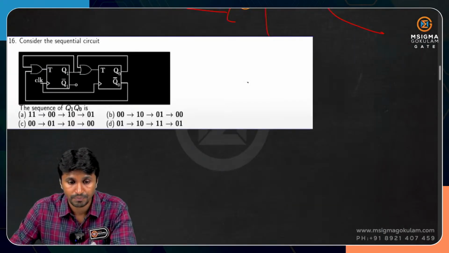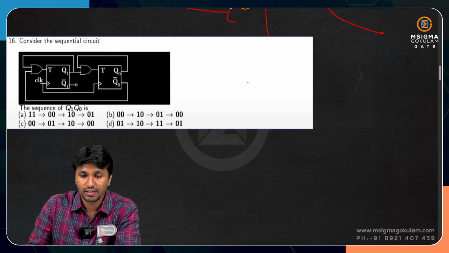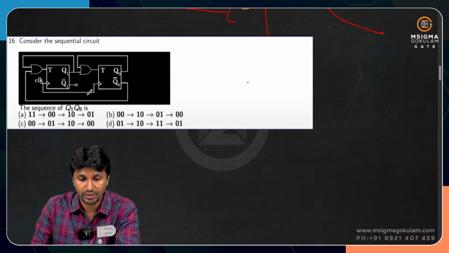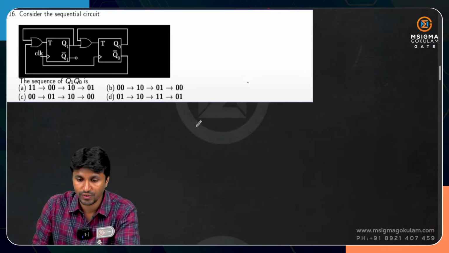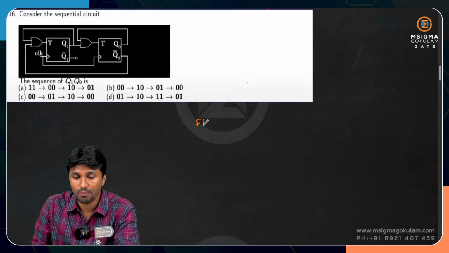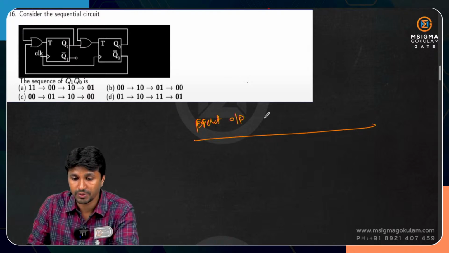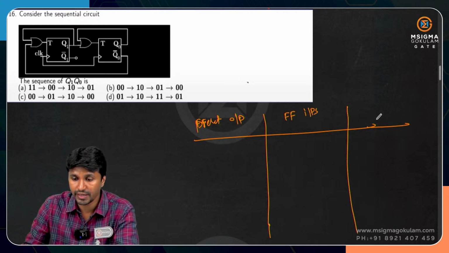So look at this one. Consider the sequential circuit. This is a synchronous circuit because you have the same clock applied to the two flip-flops. So therefore we have only one method of analyzing this. First you have to write the flip-flop outputs, which are nothing but the present output, and the flip-flop inputs and the next output.